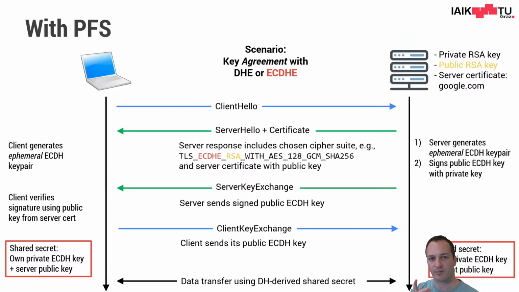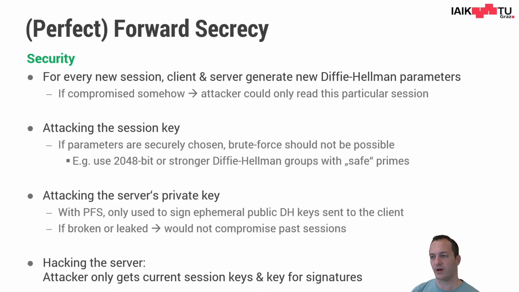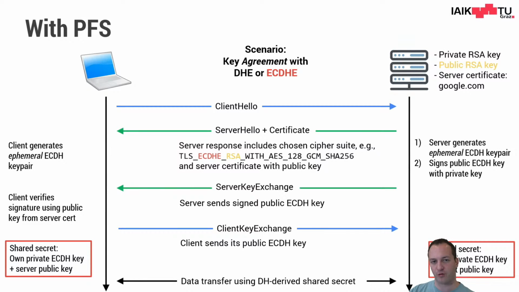So whenever someone says, for example, hand me the RSA key, then these ephemeral keys will no longer be there. And this is what makes this secure. In other words, for every new session, the client and the server generate new Diffie-Hellman key parameters. And if they would be compromised in this very moment, then the attacker could only decrypt the current session, the one that's currently active, the ephemeral key pair that the server and the client have not yet destroyed.